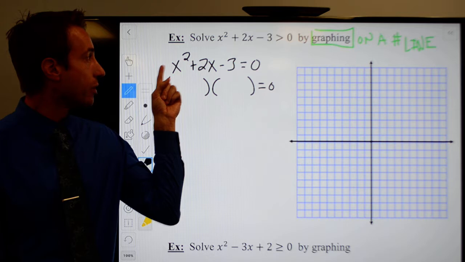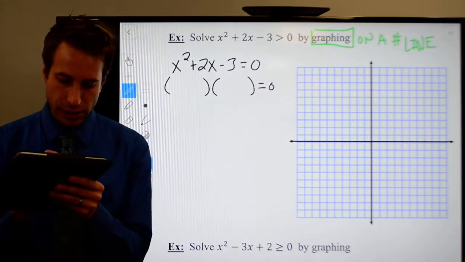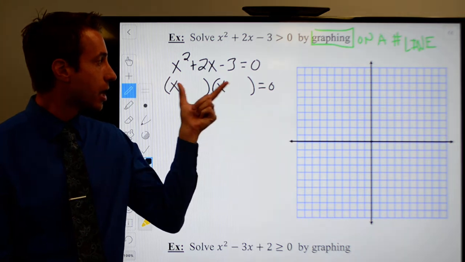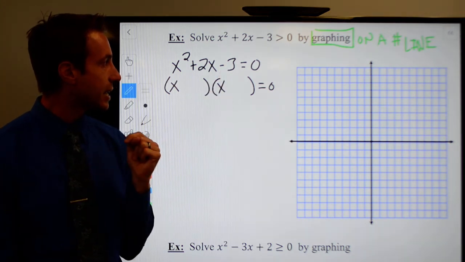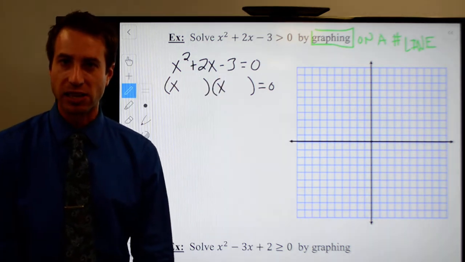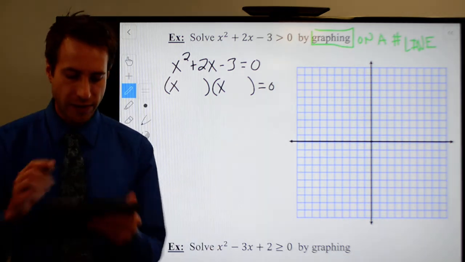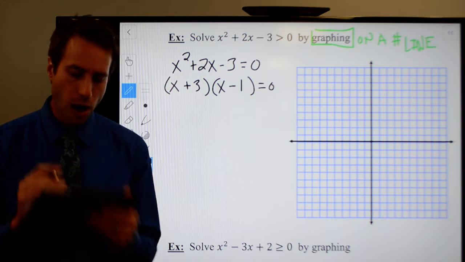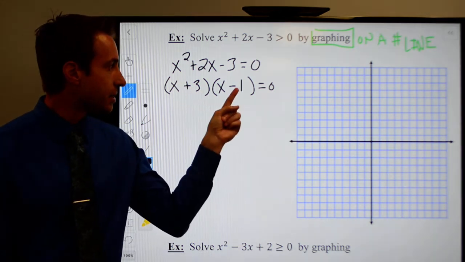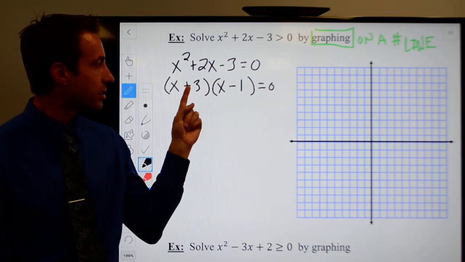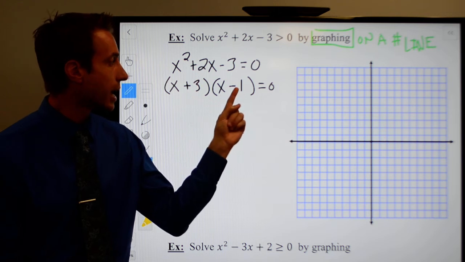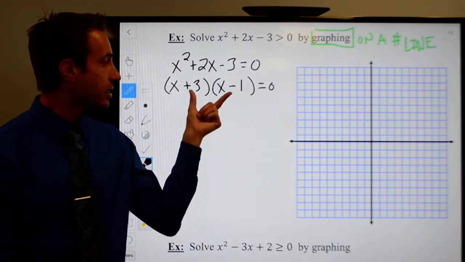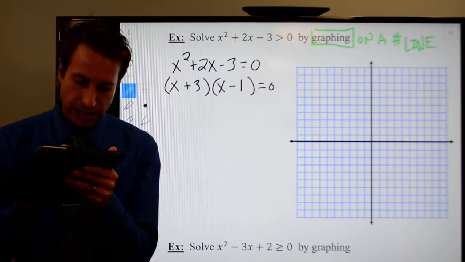Since my leading coefficient is a 1, I just need an x and an x. And then all I need are 2 numbers. Those 2 numbers have to multiply to a negative 3 and sum to a positive 2, which is actually very simple. I need a plus 3 and a minus 1. Positive 3 times a negative 1 is a minus 3, and a positive 3 plus a negative 1 is a positive 2. Now I use the zero product property to split these guys up.